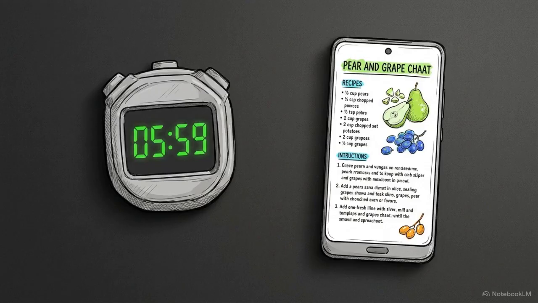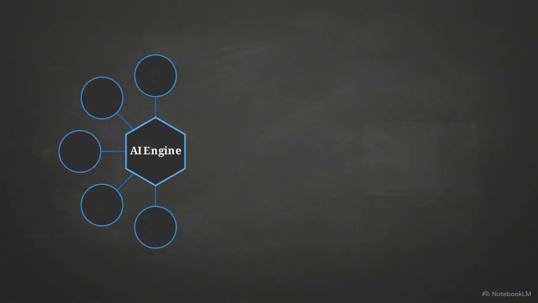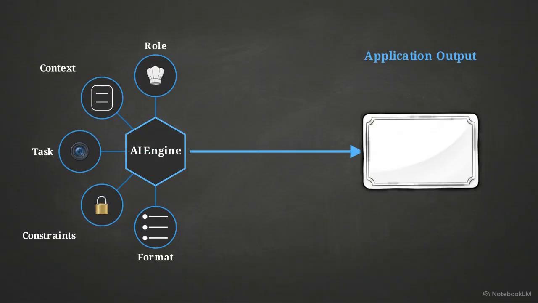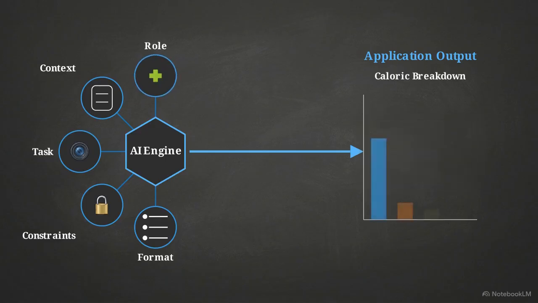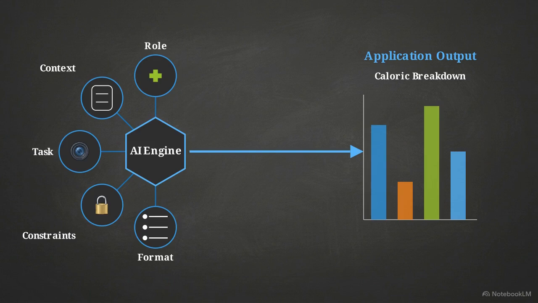In under 6 minutes, we have constructed and verified a functioning computer vision prototype from scratch. Now, let's adapt this tool. If you change the designated role from a chef to a strict nutritionist, the entire application pivots. Instead of a recipe, the output immediately generates a caloric breakdown of your fridge's contents.